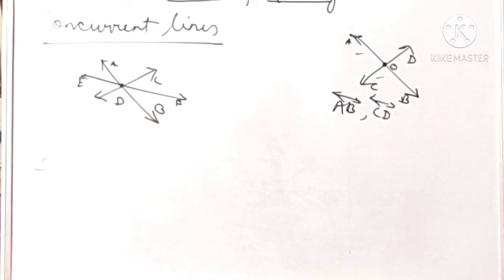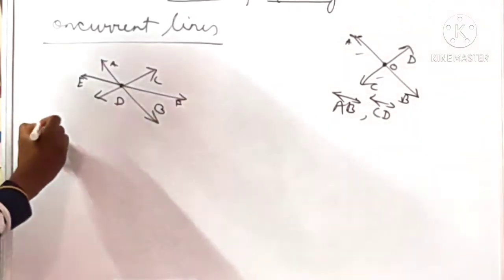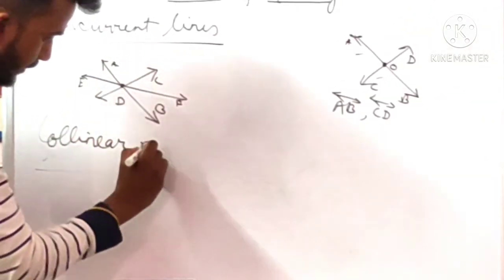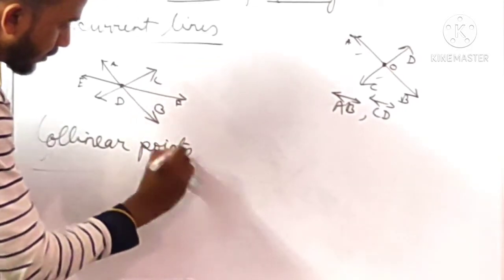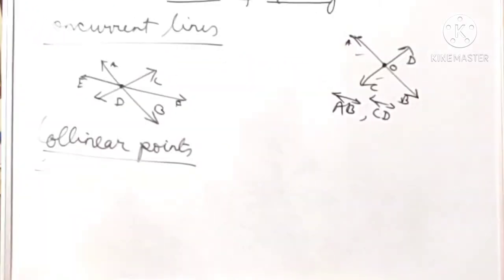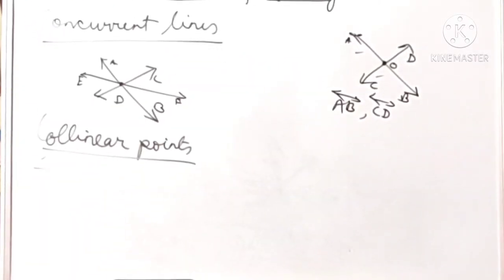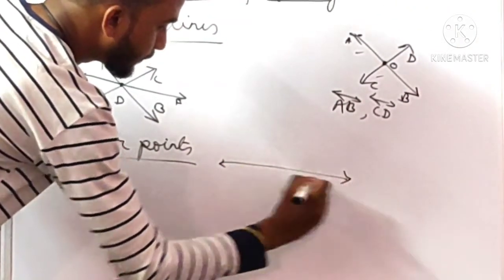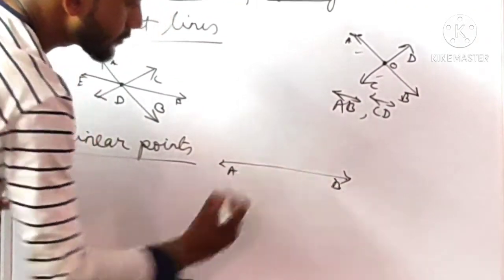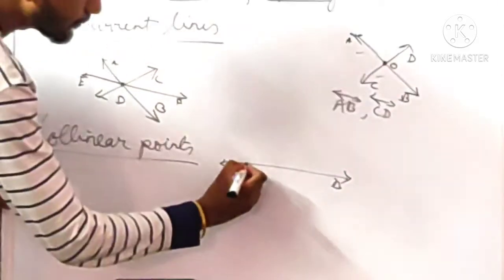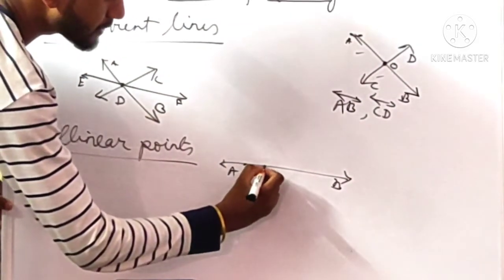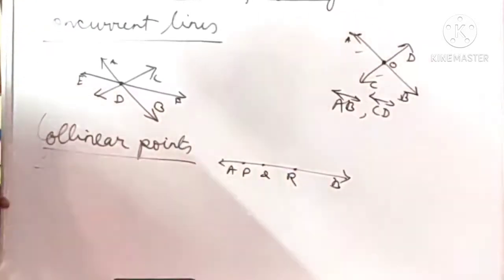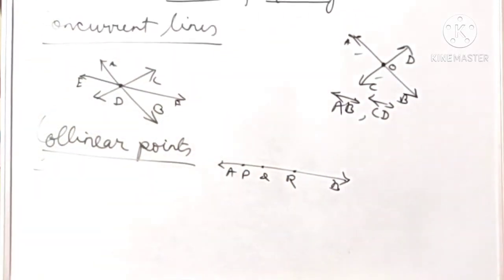Next one that we are going to talk about is the collinear points. Okay, what are those points? Collinear points. Now what are these collinear points? So we have seen many straight lines. Suppose I am considering this one. Suppose this one is a straight line AB. It is a straight line. So in this straight line, we know that there will be many points out there. Suppose this P, Q, and R are the points on a same straight line.